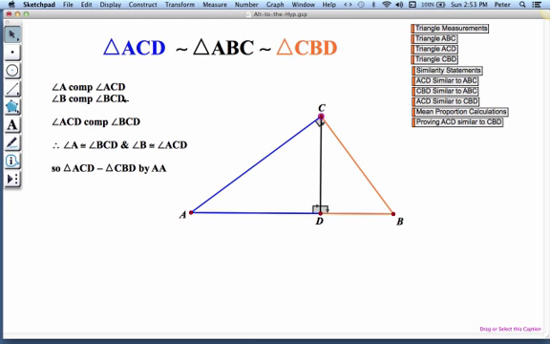So what does it all mean? Well, it means that angle A has to be congruent to BCD, and angle B has to be congruent to ACD. If that's not making much sense, let's try putting in some angle values.